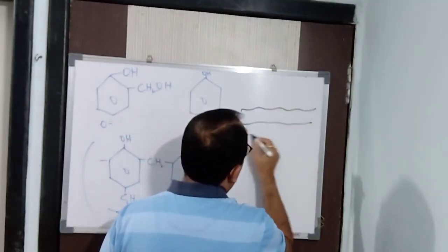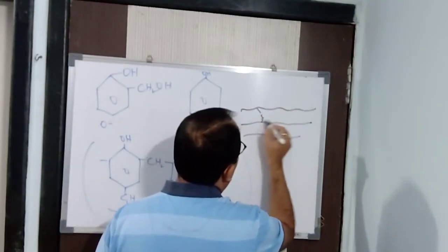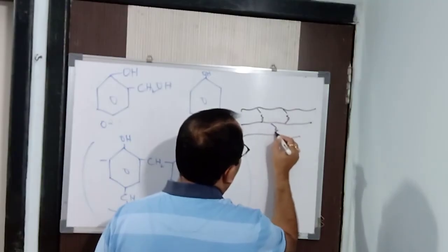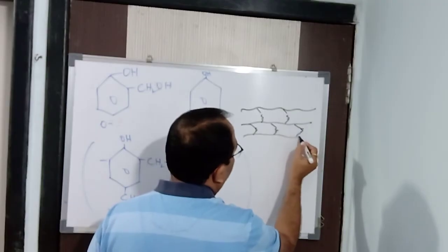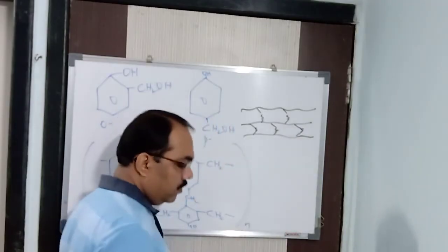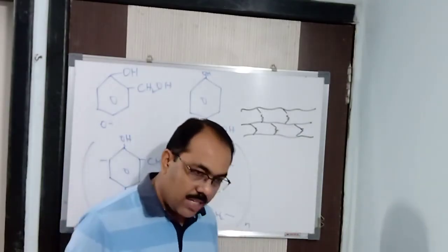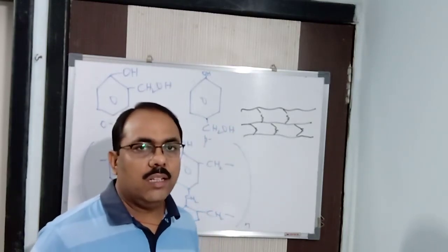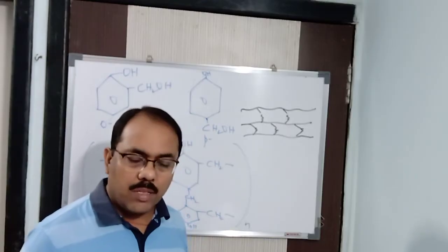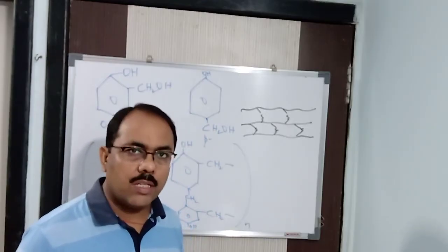See, this sort of structure is being added here. This sort of structure is being formed. So it is nothing but a network structure. This is a network structure. Due to this network structure, the rubber becomes hard. It is not brittle, it is hard and tensile, we can say that.